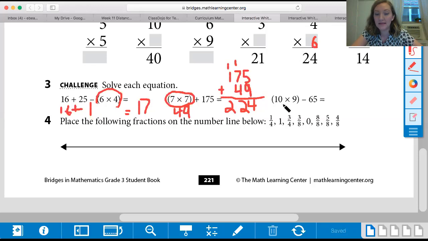Okay. Last one, 10 times 9 is the first thing we're gonna do because it's in parentheses. Those little marks on each side are called parentheses. So first, what's 10 times 9? 10 times 9 is 90. All you have to do is add a 0, right? 90. Take away 65. What is 90 minus 65? We could stack to find out.